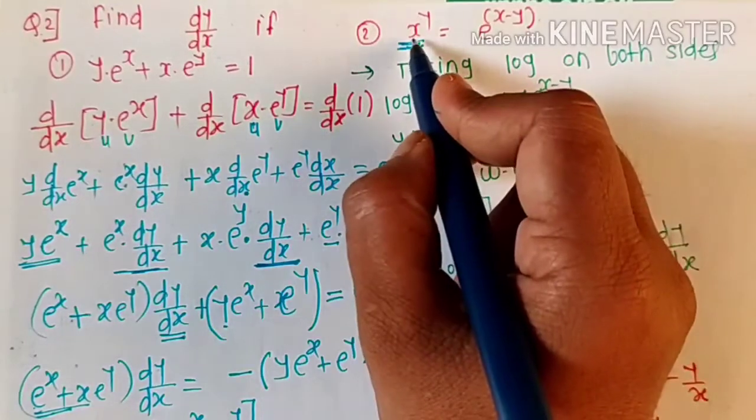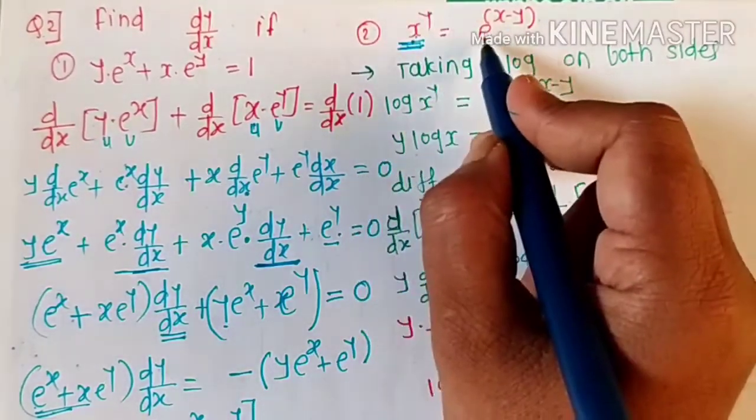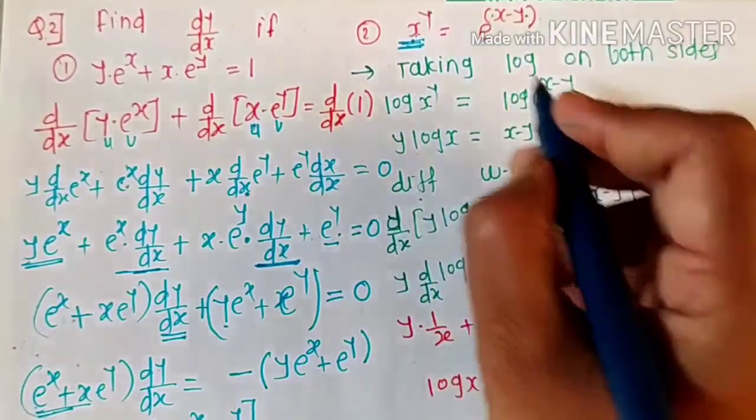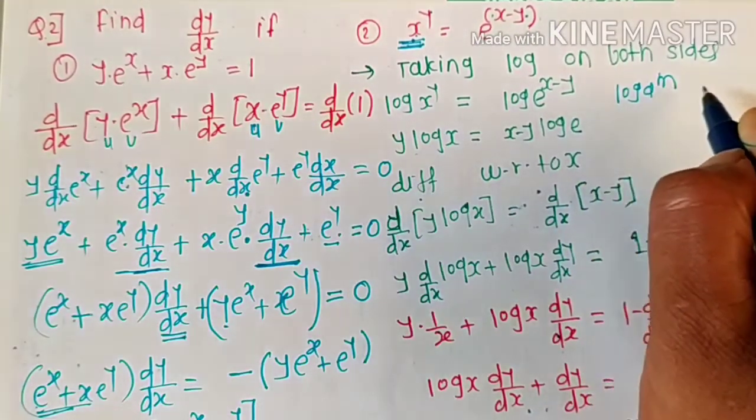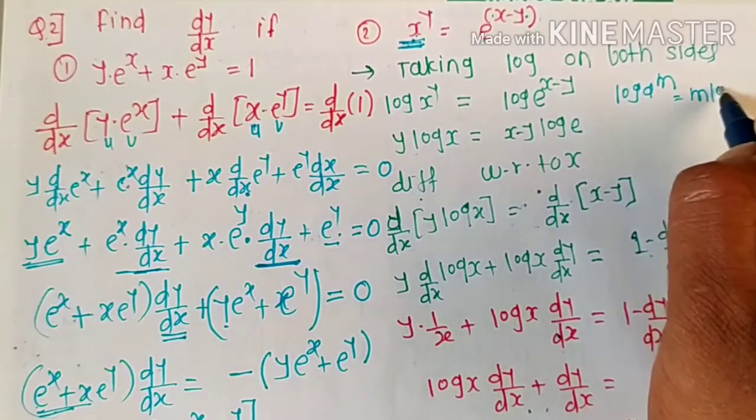Then after taking log on both sides, what we get: log x^y is equal to log e^x minus y. Here log a raised to m form, and its simplification is m into log a.